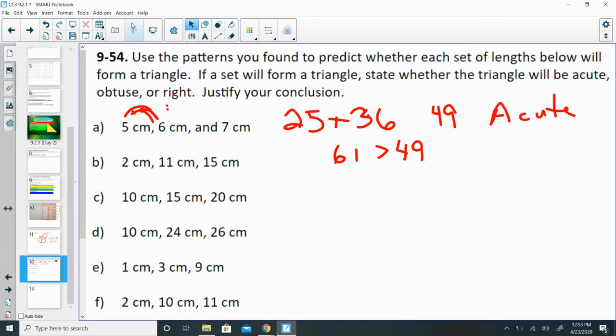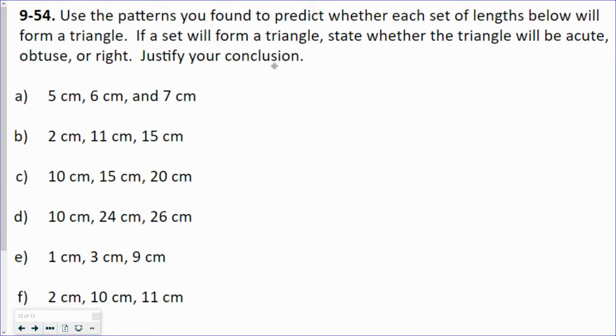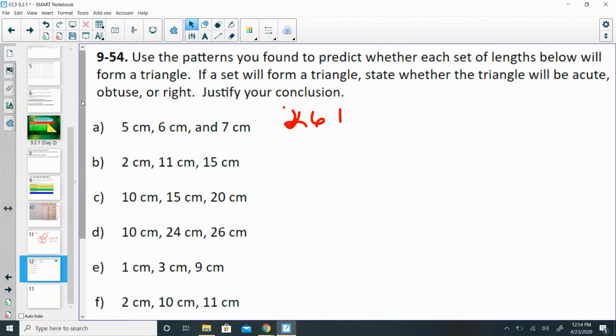Okay, so your task right now, now that we've done this, please go ahead and pause the video here in just a second and tell me and show some work what type of triangle it is. Okay, so pause it, and when you're done, unpause it, and we'll check it. Okay, and I'm going to rewrite this here so you can see a little better how I want you to show your work. 25 plus 36 is greater than 49, so it is acute.